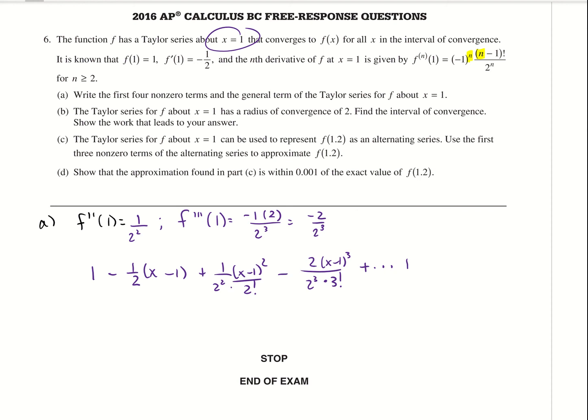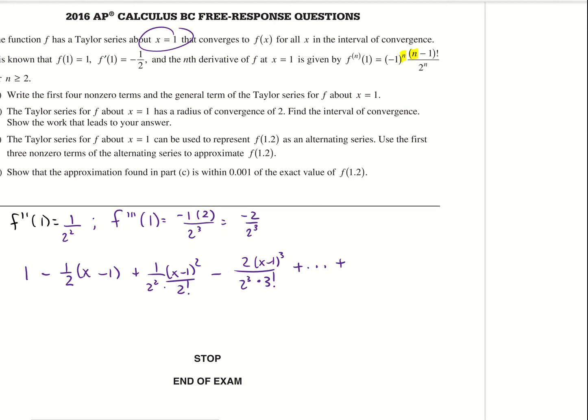And then for my general term, one thing I can see is that the signs are alternating. So if I start here with my 0 derivative, I had a positive and then I had a negative. So I'm going to call this n, because when I plug in a 0, that gives me that positive. If I plug in n as 1, that gives me the negative. And then I have x minus 1 to the power of n if I start at 0. If you choose to start at 1, you're going to have a slightly different expression, and the reader will take a look at that.